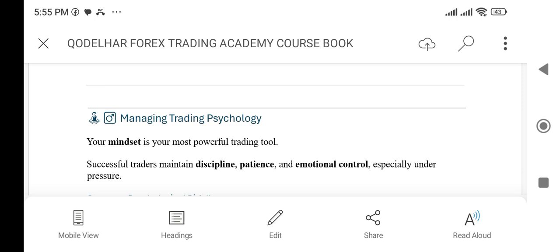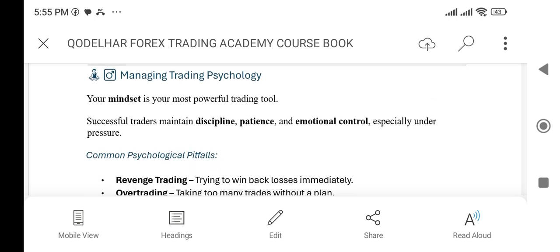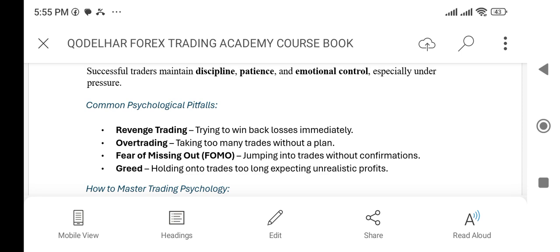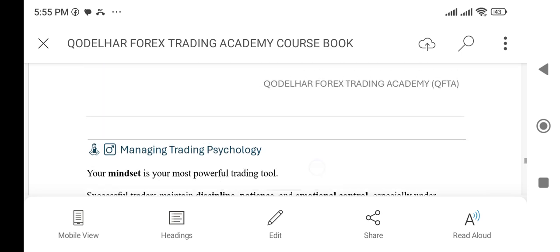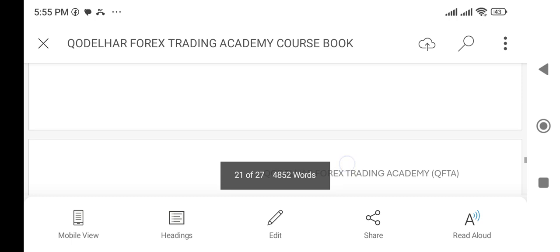So managing psychology. Your mindset is your most powerful trading tool. Successful traders maintain discipline, patience and emotional control, especially under pressure. So what are the common psychologies that you need to understand? I think we are going to talk about this in the next class.